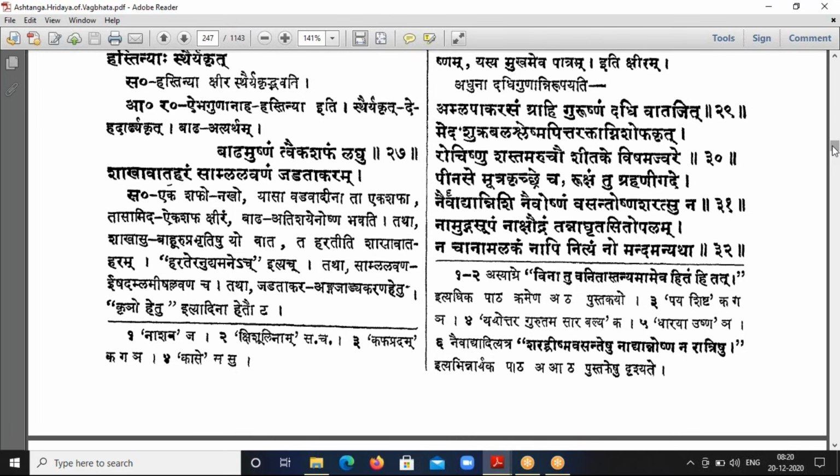And they will have restrictions. So here we find: naivadyan nishi, naivoshnam, vasantoshna sharatsu, na mudgasupam, na kshaudram, na akhritasitopalam, na cha amalakam, nobi nityam, no mandam, anyatha jvara asrik pitta visarpa kushta pandvamaya pradam.